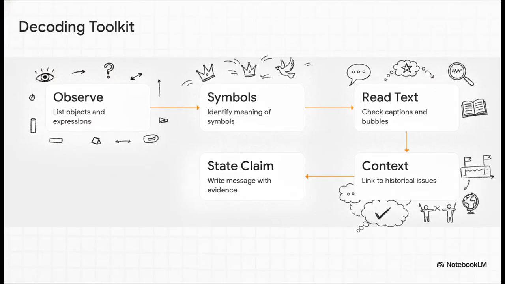All right, here's your toolkit, a simple 5-step framework that's going to turn you into a visual detective. Step 1, observe without judging. Just literally list the objects, clothing, and expressions you see. Step 2, identify the symbols. For example, if you see a crown, think monarchy. Step 3, read the text, like any captions or speech bubbles. Step 4, link it to the historical context. Ask yourself, which side is this artist on? And finally, step 5, state the claim. Write down exactly what the cartoon's message is, backed by the visual proof you just found. Now, this process demands slow looking and careful note-taking, but trust me, it is so incredibly rewarding.